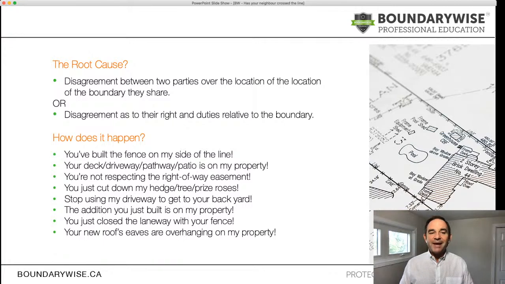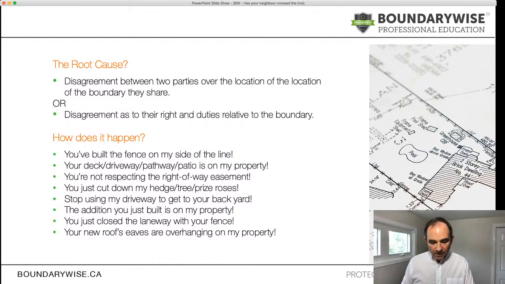My neighbor's new roof's eaves overhang on my property. Remember, the property line is not just a line on the ground. It is a plane that goes technically infinitely into the sky and all the way to the center of the earth. That means that you cannot hang your eaves over the property line. You cannot build something underground, think fence footings, crossing over the property line. That is an encroachment.